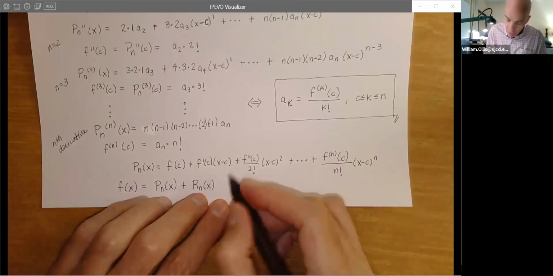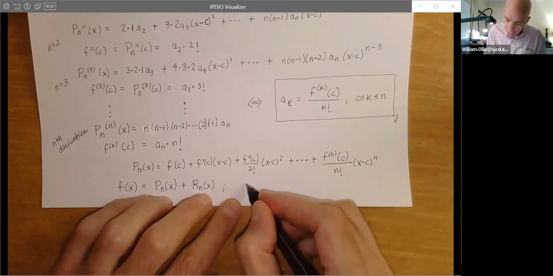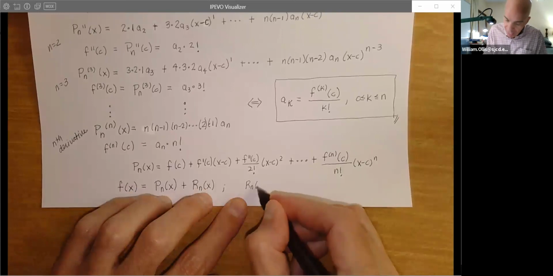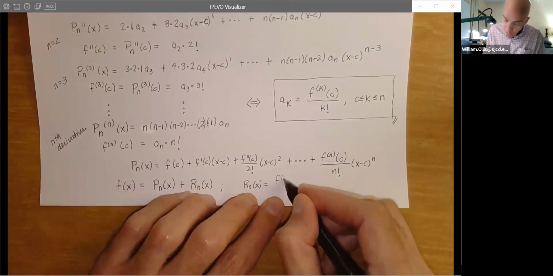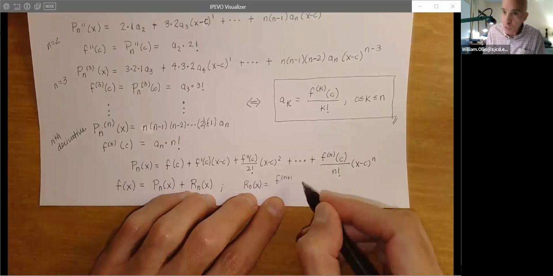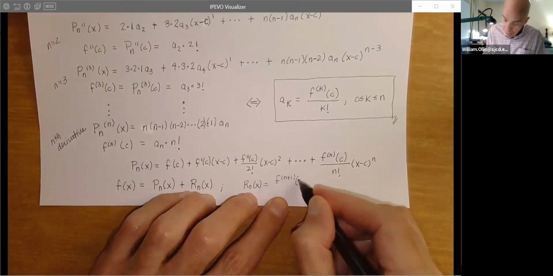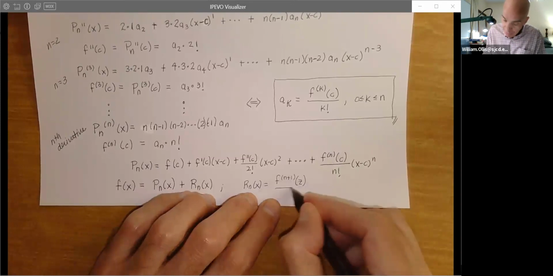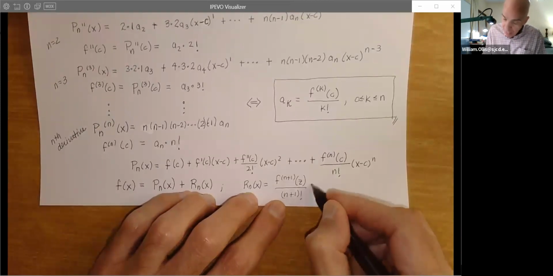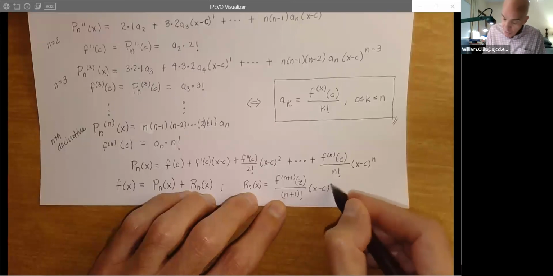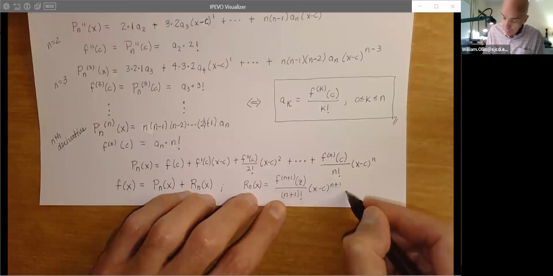And what did that look like? Well, the remainder term had the z in it. This would be the n plus first derivative. So we need the n plus first derivative to exist, evaluated at z divided by n plus 1 factorial times x minus c to the n plus 1.